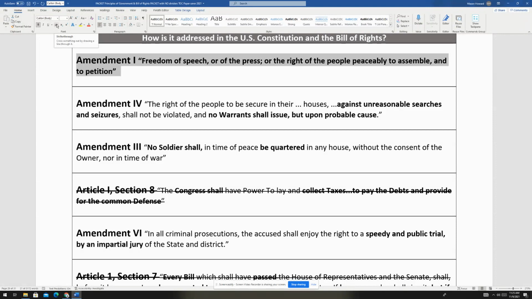Ready? And you should write out whatever I put in bold. Okay, I'm crossing it out. Okay, so look, there's 3 more. And actually, they're all amendments. So they're part of the Bill of Rights.